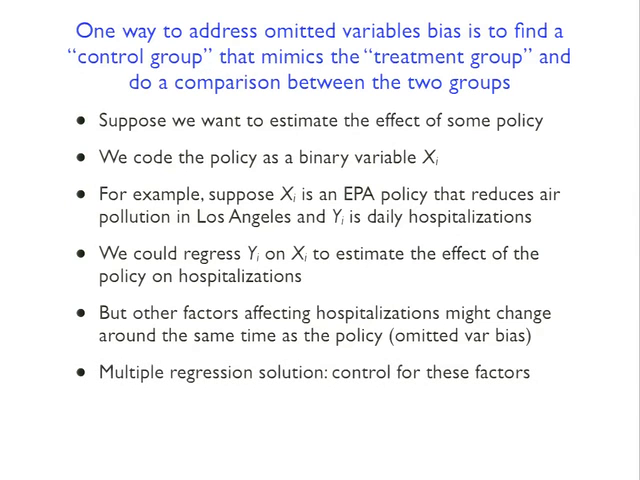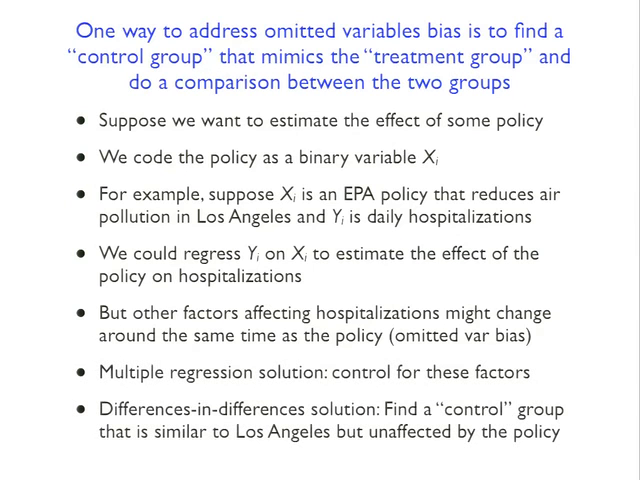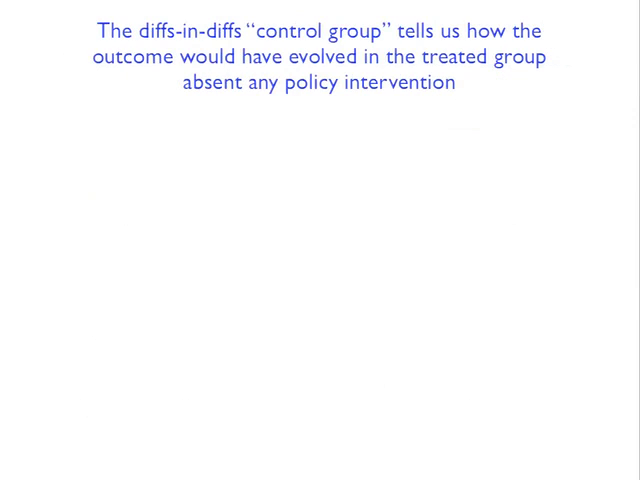And so the differences in differences solution instead would be to find a control group that's similar to Los Angeles in as many ways as possible, but is unaffected by the policy. The core idea, or at least hope, is that this diffs in diffs control group, it's kind of long, so often you'll hear people abbreviate it as diffs in diffs, is going to tell us how the outcome would have evolved in the treated group absent any policy intervention, right? Because that's what we really want to know.